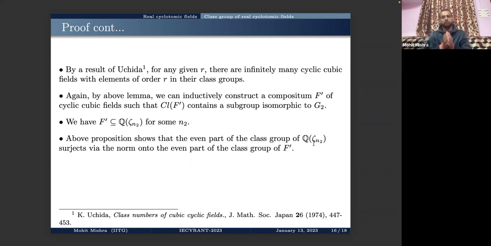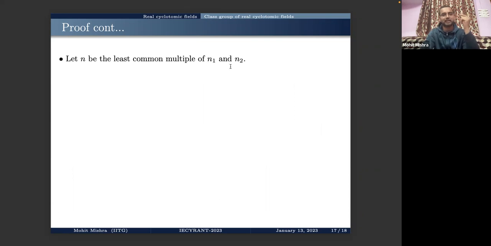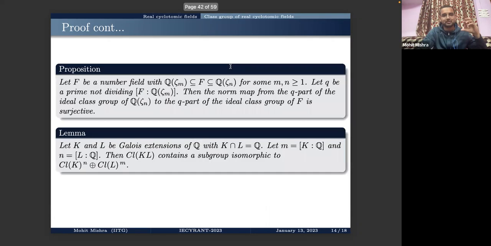Now we have two cyclotomic fields, Q(ζ_N1) and Q(ζ_N2). Q(ζ_N2) contains G2 prime as a subgroup of its class group, and Q(ζ_N1) contains G2 as a subgroup of its class group. If we take the LCM of N1 and N2, let N be the LCM of N1 and N2, then we have Q(ζ_N), with Q(ζ_N1) and Q(ζ_N2) inside it. Now to this setup, we have Q(ζ_N) over Q(ζ_N1). Apply this proposition. Here my F is nothing but Q(ζ_N1), M is N1, and this is Q(ζ_N).